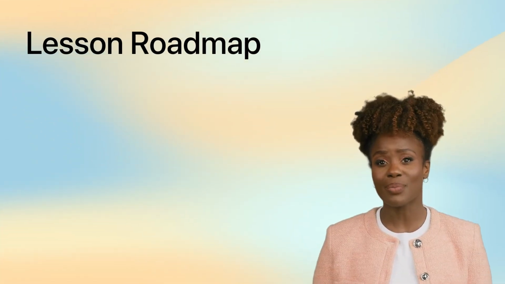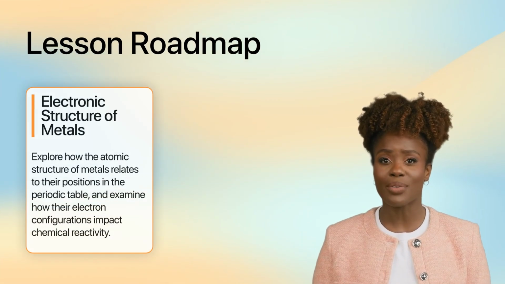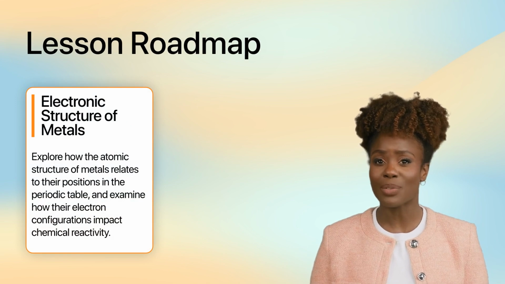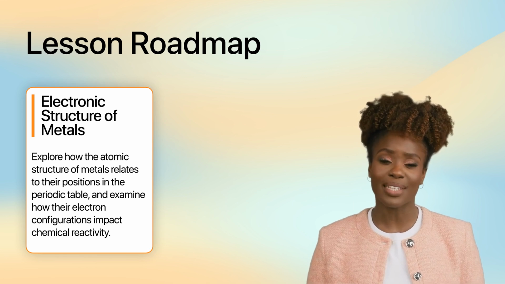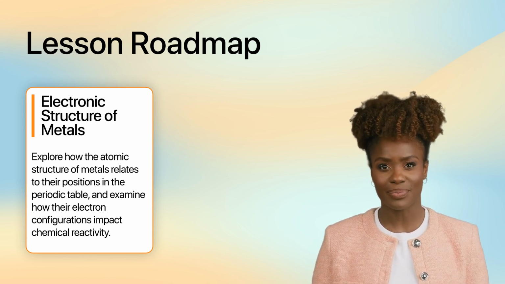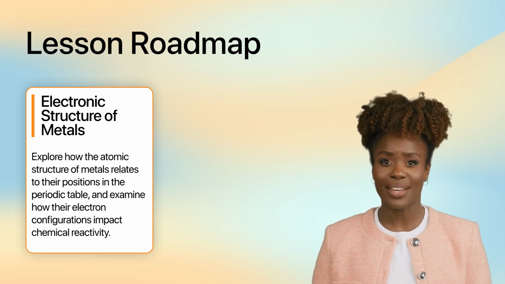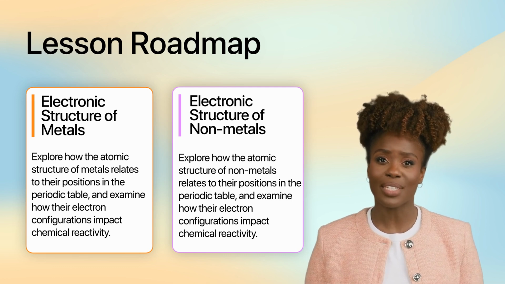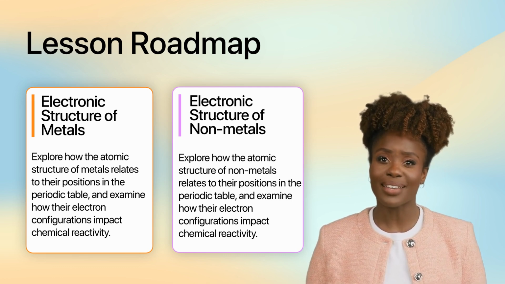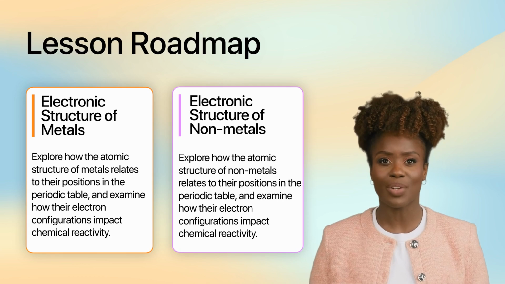In today's lesson, we will explore how the atomic structure of metals relates to their positions in the periodic table and examine how their electron configurations impact chemical reactivity. Then, we will explore how the atomic structure of nonmetals relates to their positions in the periodic table and examine how their electron configurations impact chemical reactivity.